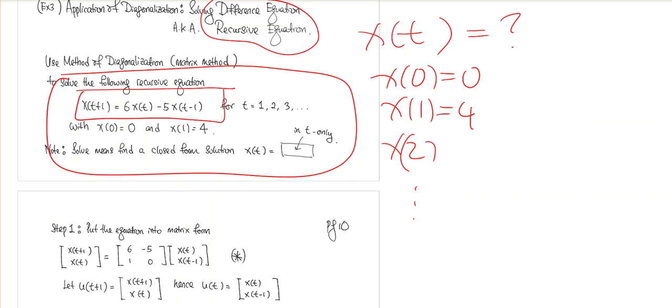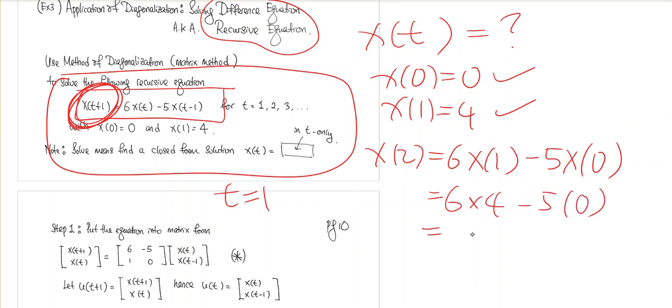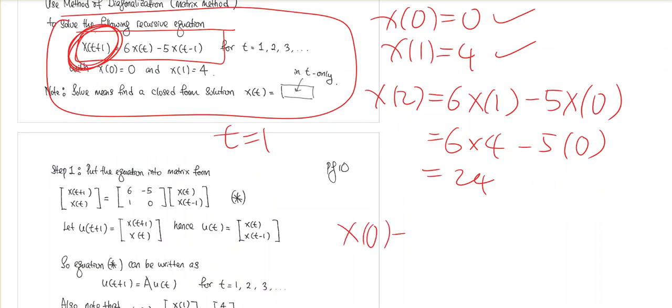So for example, how do we compute x2? In order to get x2, we select t equals 1. So x2 is equal to 6 times x1, minus 5 times x0. We can compute that because we already know these two pieces of information. This is 6 times 4, minus 5 times 0, so you have 24. So now we have x0 equals 0, x1 equals 4, and x2 equals 24.